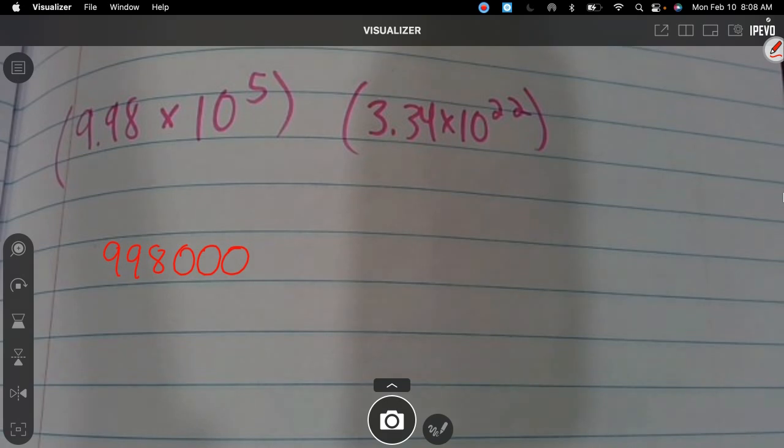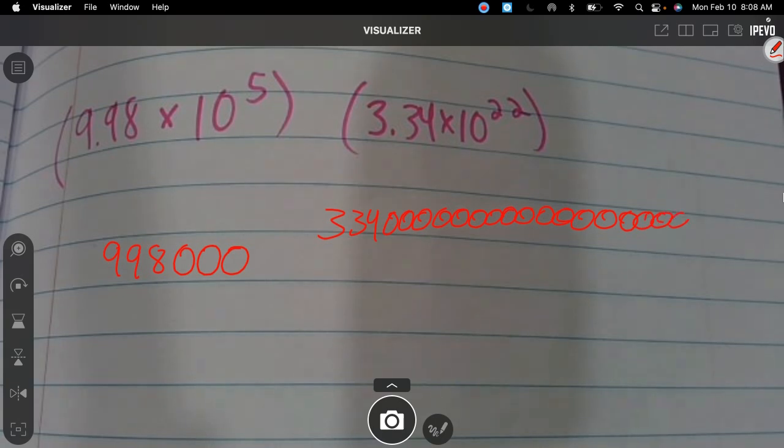I would move that decimal 22 times to the right. Do you want to write this number right here? 5, 6, 7, 8, 9, 10, 11, 12, 13, 14, 17, 18, 19, 20, 21, 22. Do you want to write that number on your paper?